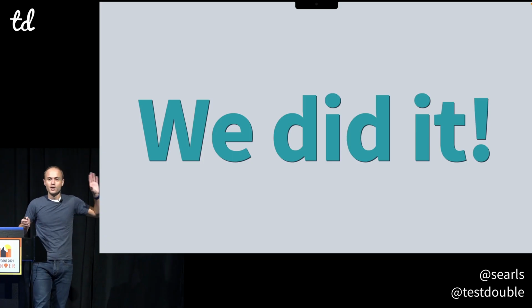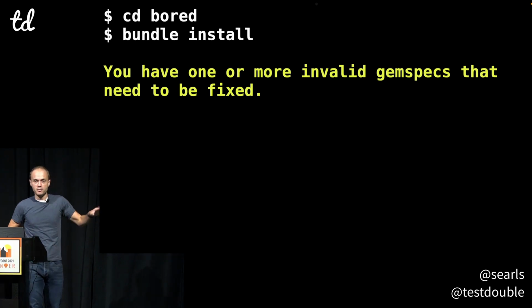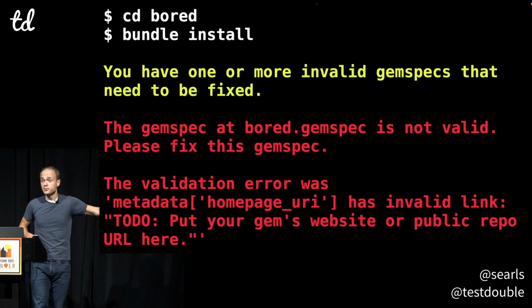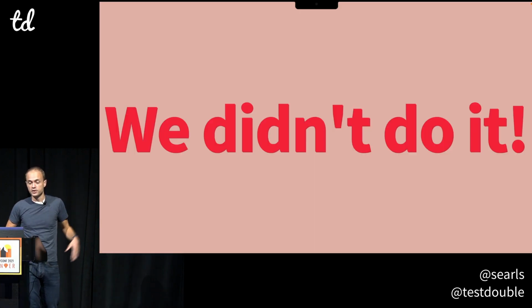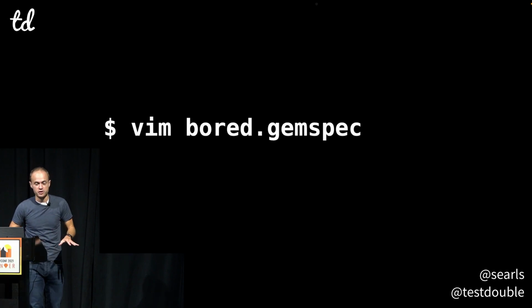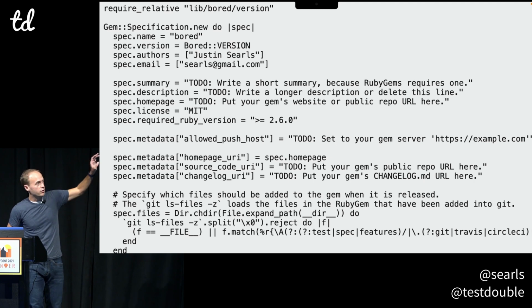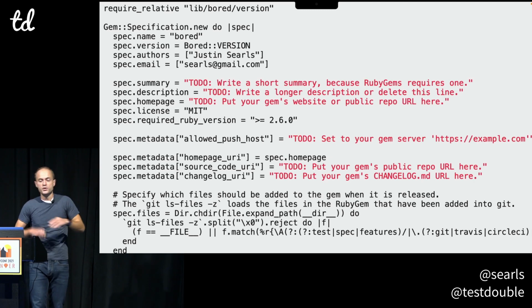All right, so we did it. We created the new gem. So let's run bundle install. And there's these warnings. Now an error is saying that the gemspec is invalid because there's all these to-dos in there. So we don't actually have a working gem yet. So let's pop into the gemspec. And when we do, we can zoom in and you can see there's all these sort of to-do items. We just have to work through each of those.